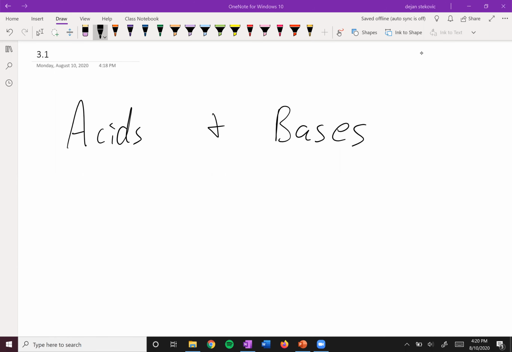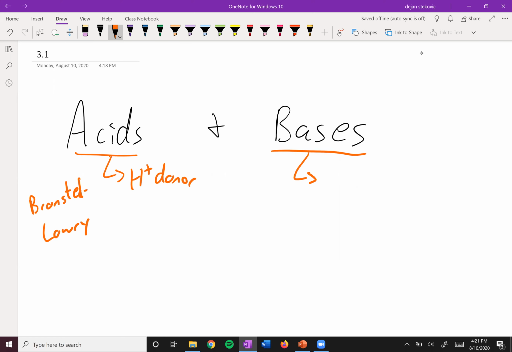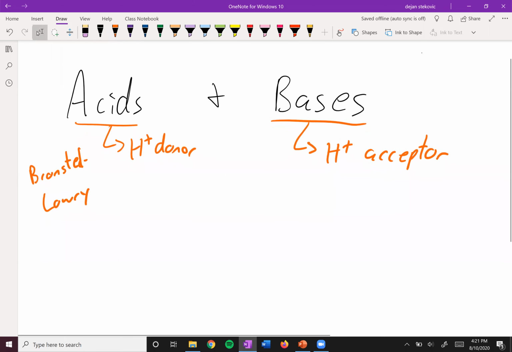All right, so we're going to start applying some of the things we learned, and we're going to start by talking about acids and bases. So, review from general chemistry. What we're talking about here is Bronsted-Lowry acid bases. And so, in this case, a Bronsted acid is an H+ donor, and a base is an H+ acceptor. And we know H+ is just a different way of saying a proton.